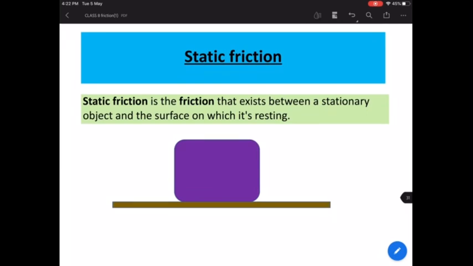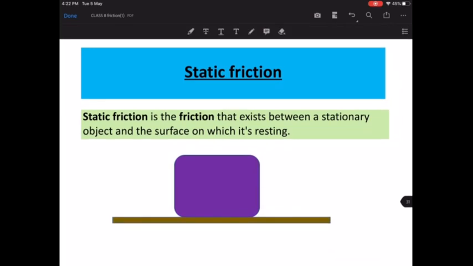Now let's come to static friction. What is static friction? First, understand the meaning of static. Static means something stationary, something at rest. Dynamic means something which is moving. So static friction is a friction that exists between two bodies when the bodies are at rest against each other. Suppose I have a box kept on the ground. The box is not moving, so the box is at rest.